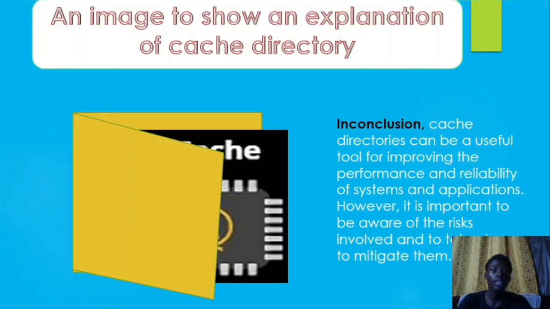Now, this is an image to show an explanation of the cache directory. So this is the folder here and this is the cache in it. So just an image to show an explanation of the cache directory.